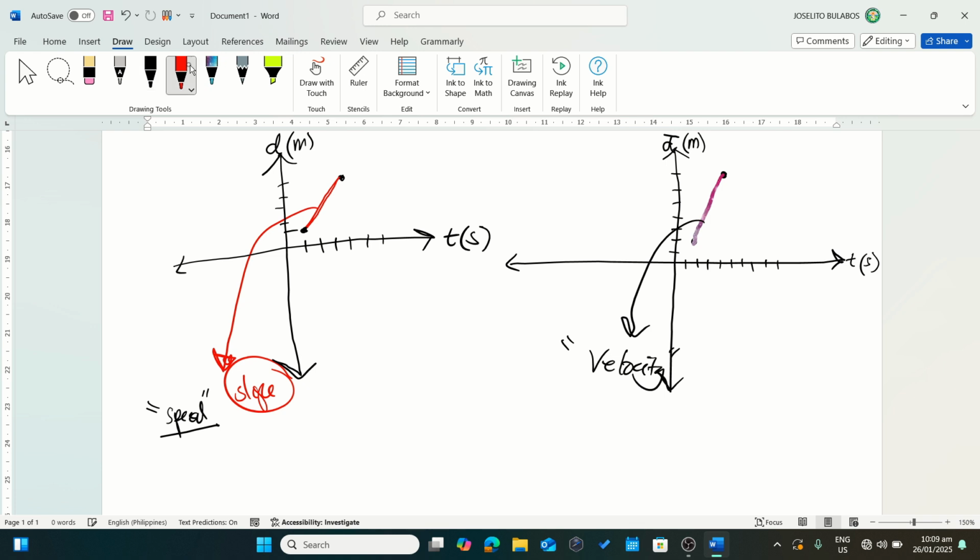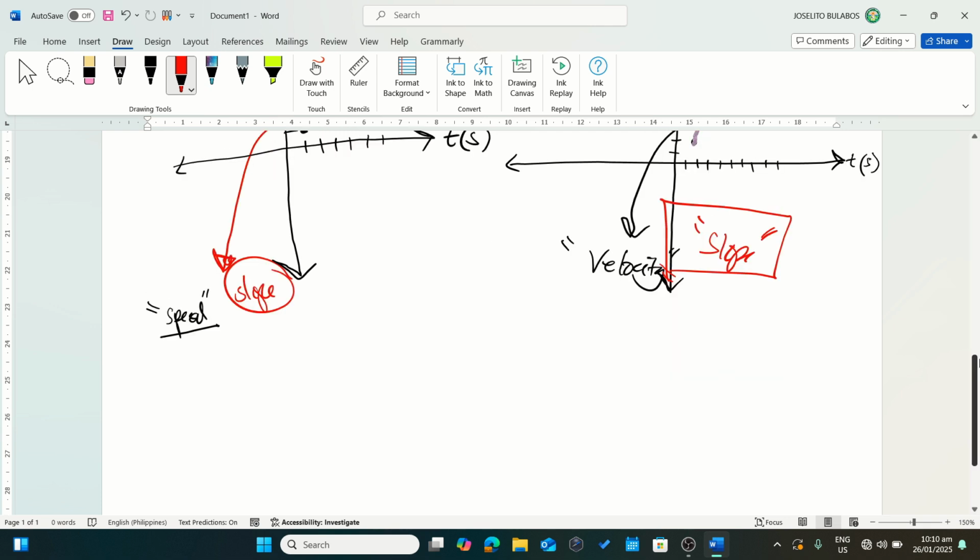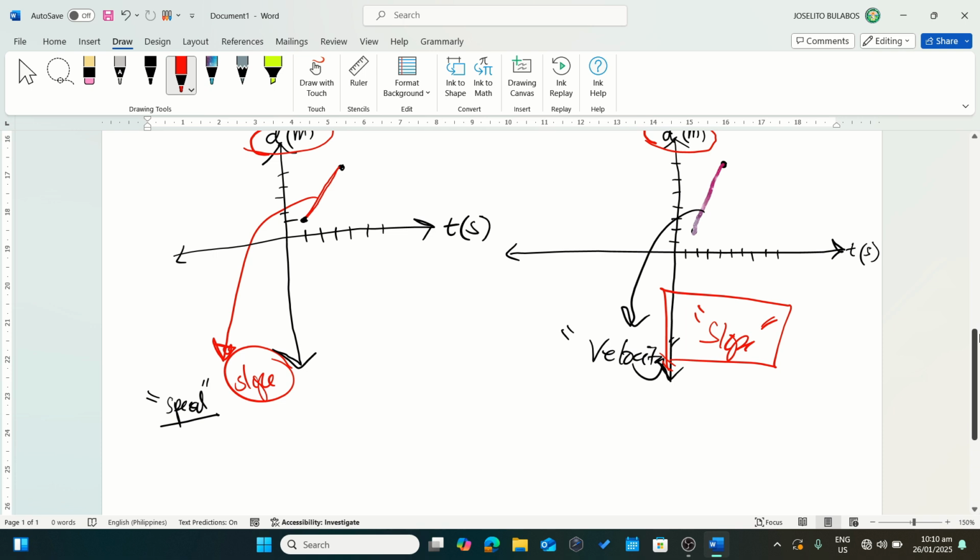Same with speed, this is also a slope. This is still a slope. Again, the only difference here is that for speed, this is our distance. For velocity, this will be displacement. Again, you can derive these two equations using the y-intercept form, the line equation.